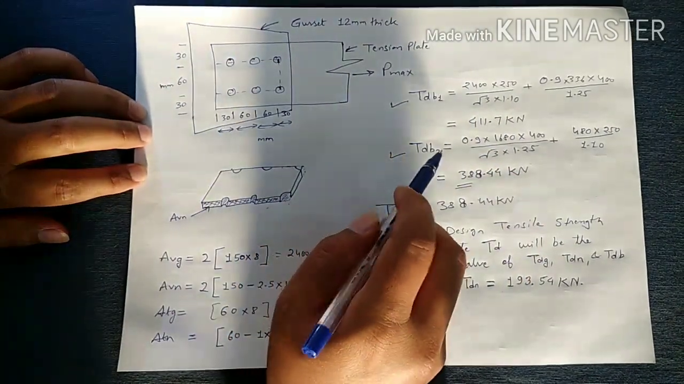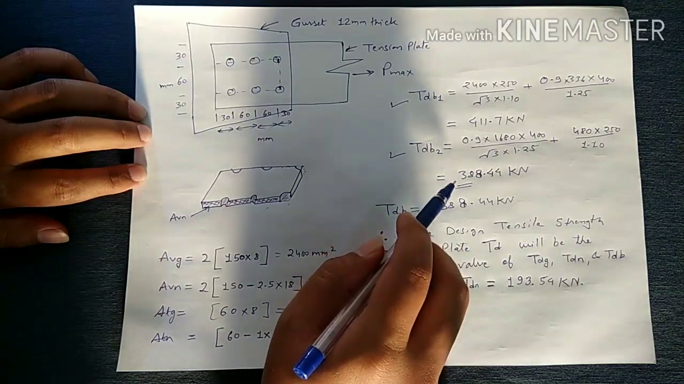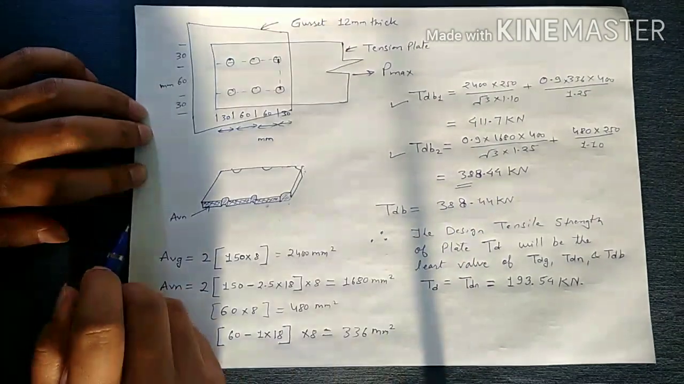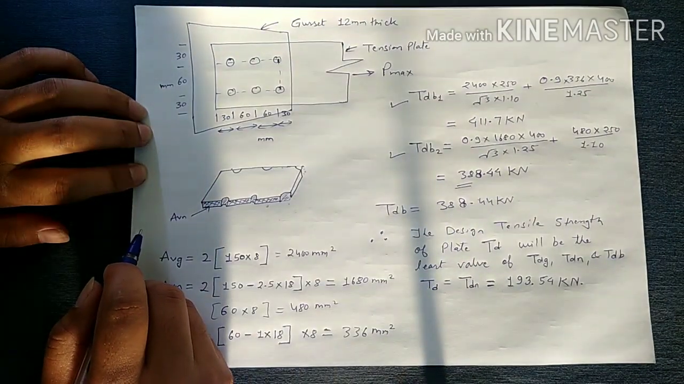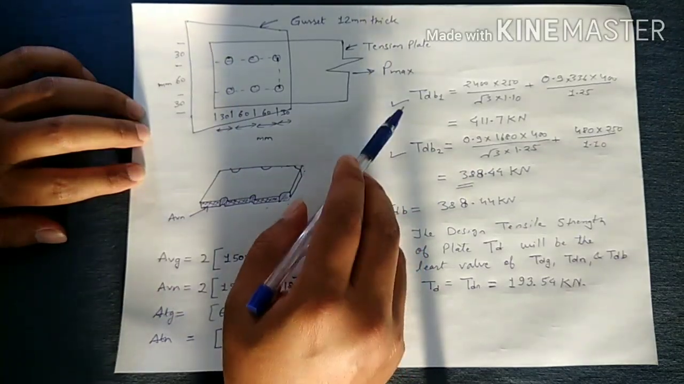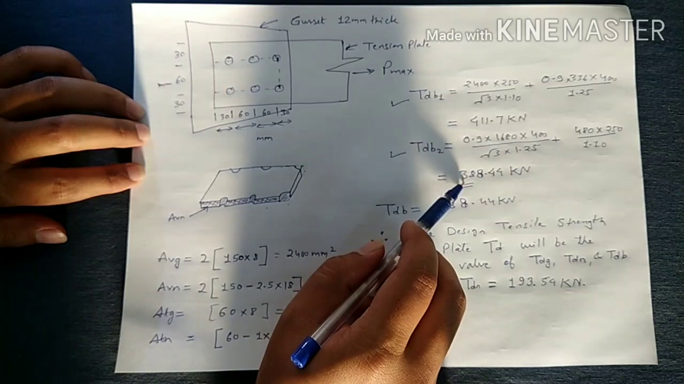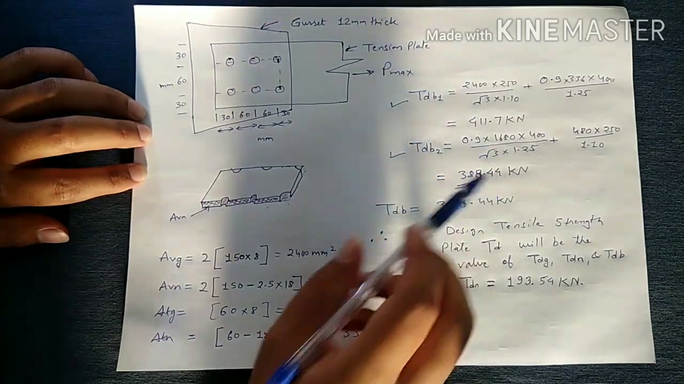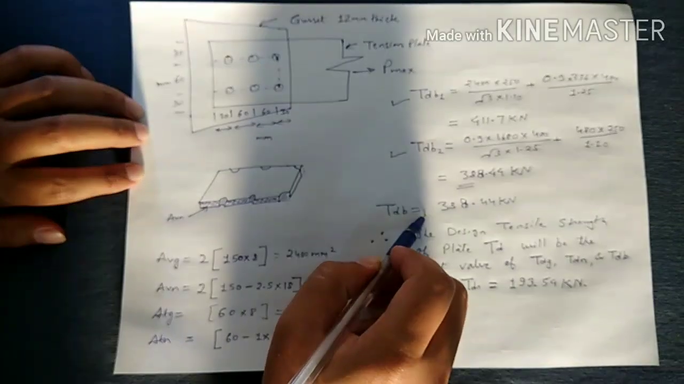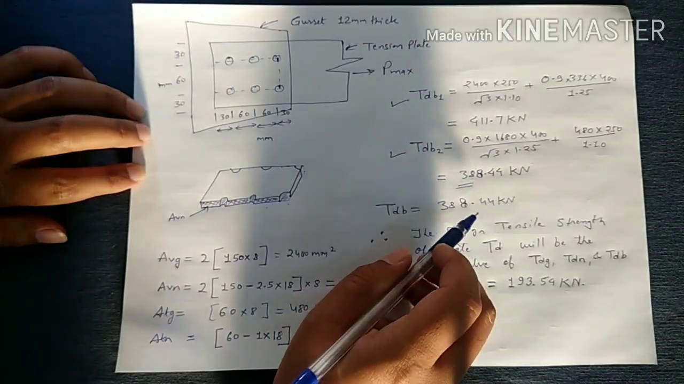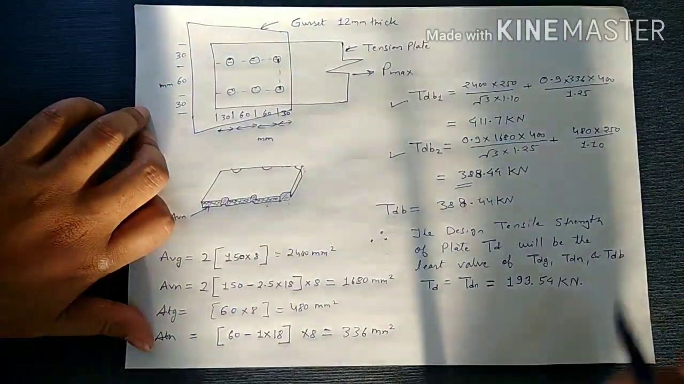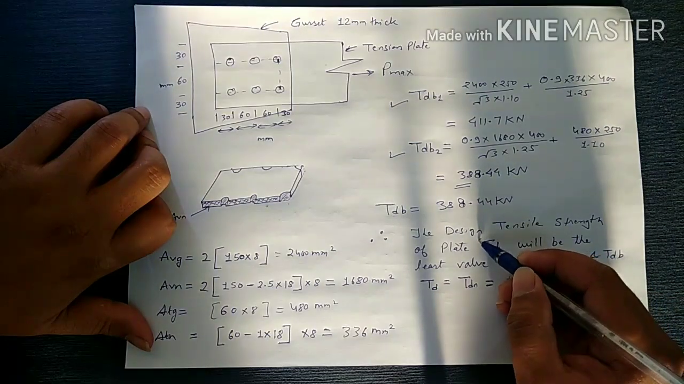Similarly, we put the values for TDB2 and we get 388.44 kilonewton. So the block shear failure will be the minimum of these values. You can see that the minimum value is 388.44 kilonewton. So strength in block shear failure, that is TDB, will be equal to 388.44 kilonewton.